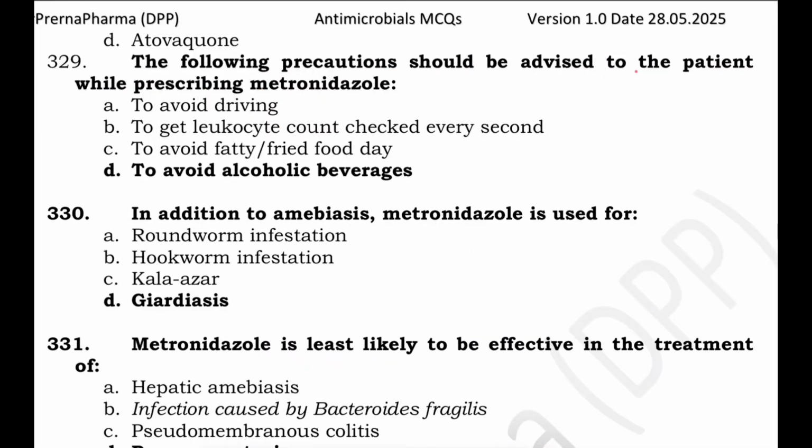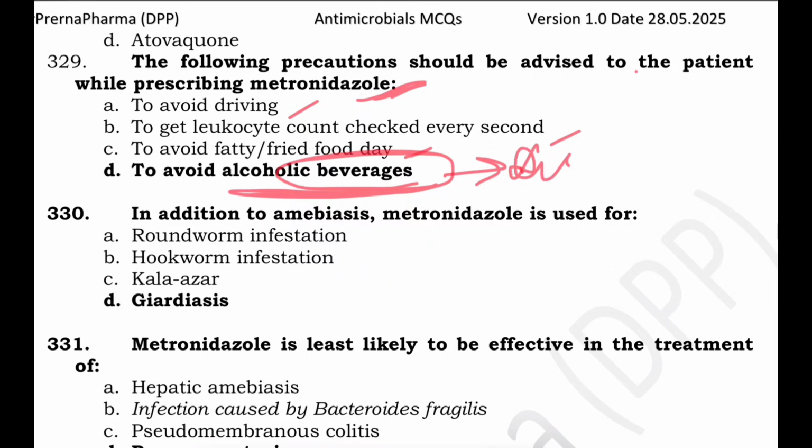Anti-amoebic drugs. In anti-amoebic drugs, basically we have anti-protozoals also. Anti-amoebic and anti-protozoals are here. So the following precautions to be advised to the patient while prescribing metronidazole: to avoid driving, to get leukocyte count checked, to avoid fatty food, to avoid alcoholic beverages. This is the right answer because it can result in a disulfiram-like reaction on taking with alcohol.